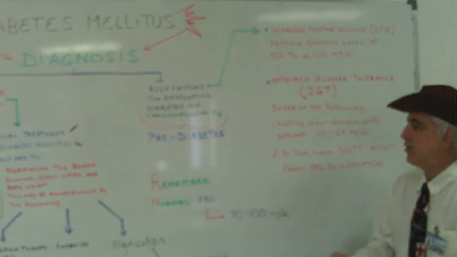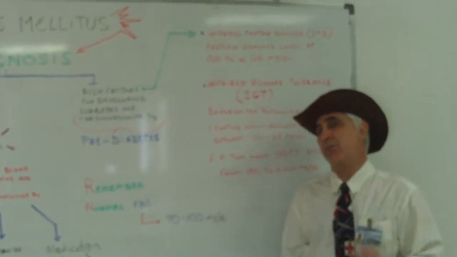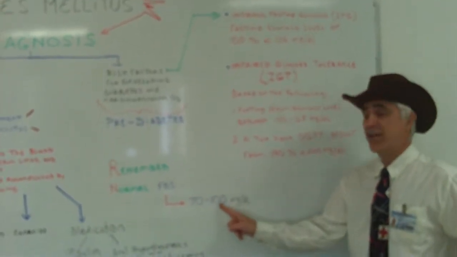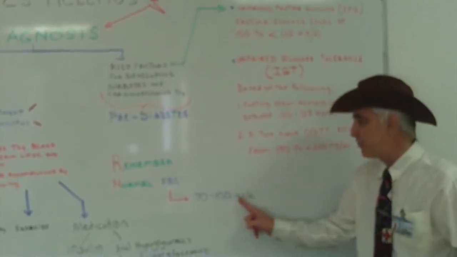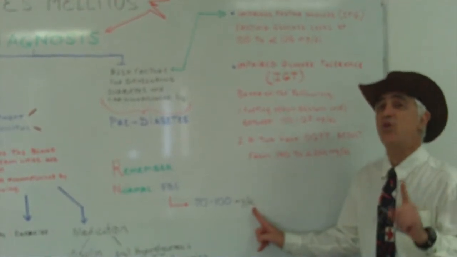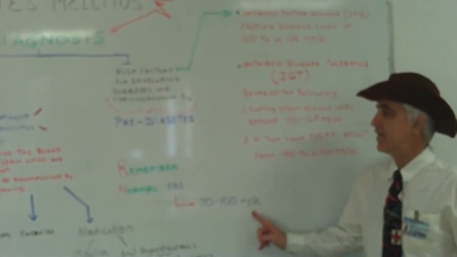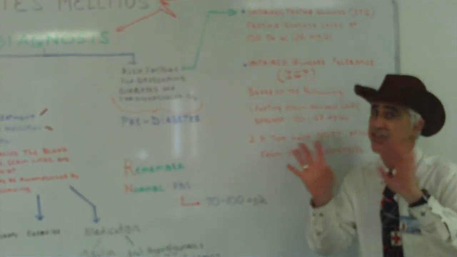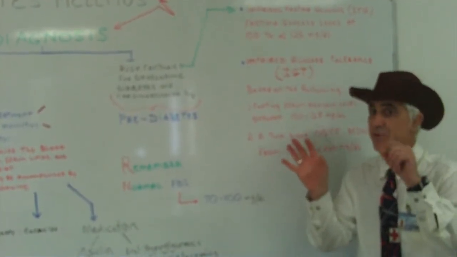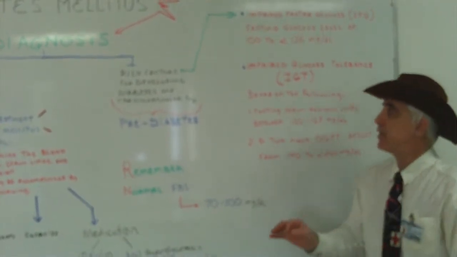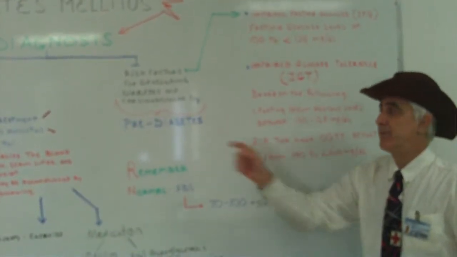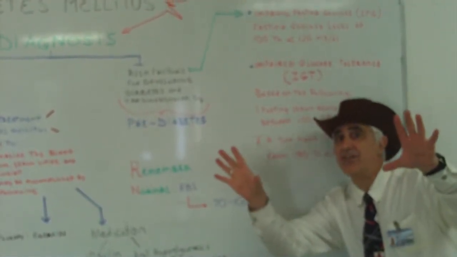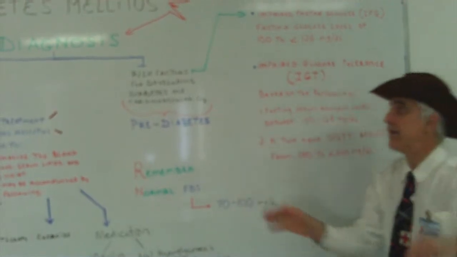Before venturing right here, what are the normal fasting blood sugar levels? Fasting blood sugar, 70 to 100 milligrams per deciliter is considered normal. And when we say fasting blood sugar, remember 8 hours. The patient has nothing to eat for 8 hours, then we check their blood sugar. Back to pre-diabetes. They're not a diabetic yet, and we hope they won't be.